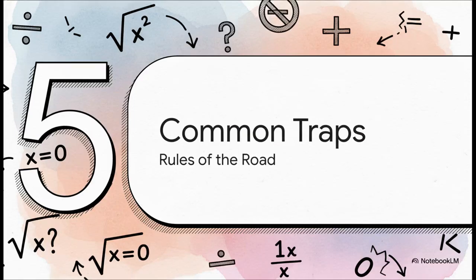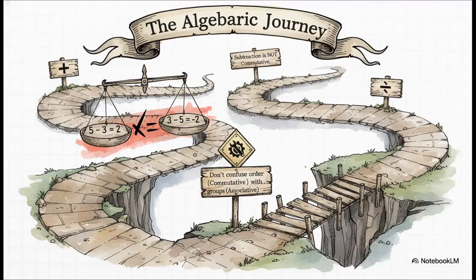Now, knowing what to do is really only half the battle. It is just as important to know where these rules don't apply. The biggest trap, by far, is trying to use these properties with subtraction or division. They just don't work. I mean, 5 minus 3 is 2, but 3 minus 5 is negative 2. These rules are exclusively for addition and multiplication. And always, always remember the difference. Commutative is for order, associative is for grouping.